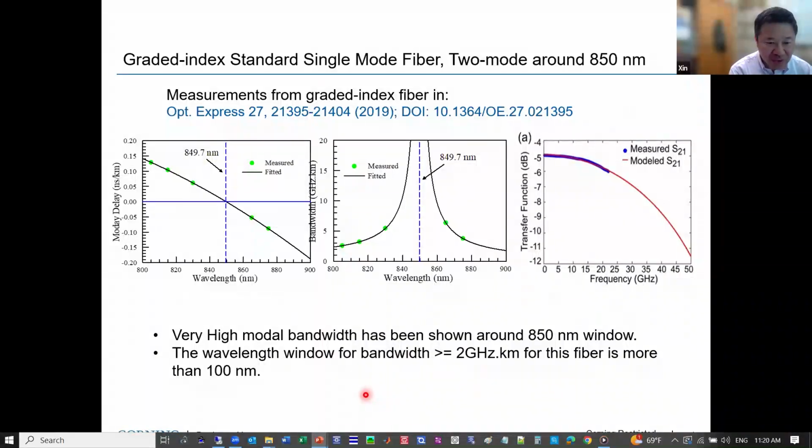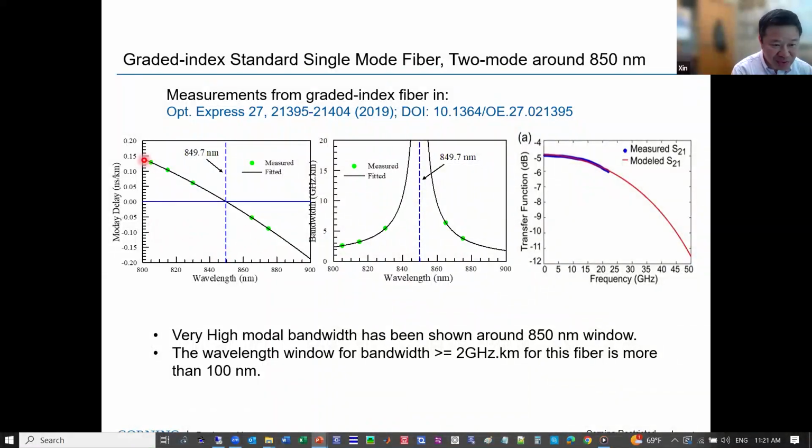So here I have a slide to show you what fiber we use. Actually, the detailed study of the fiber was done in 2019 in the Optics Express paper. What we found out, outside people's typical expectation, is that a standard single mode fiber of a particular graded index type could possess very high bandwidth at 850. Not every fiber is the same. So here we show one fiber we have identified, and we measure the group delay difference, which we term the modal delay, and show its wavelength dependency.